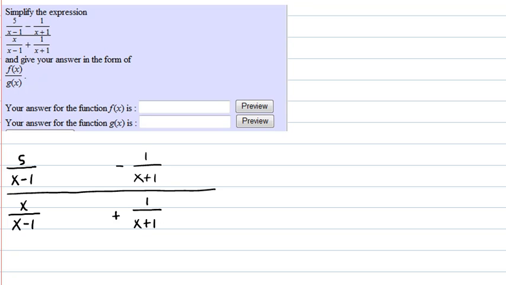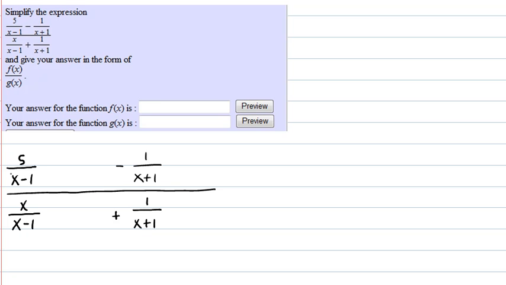Okay, here we have a fairly complex looking complex fraction. They're asking us to simplify it. So with all complex fractions, the first thing we want to do is try to get rid of the complex part, make it just a regular fraction, and then try to reduce.